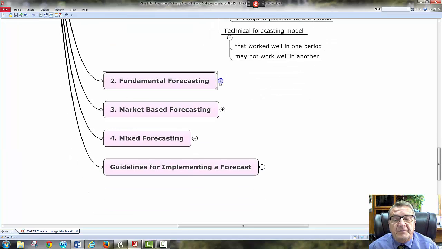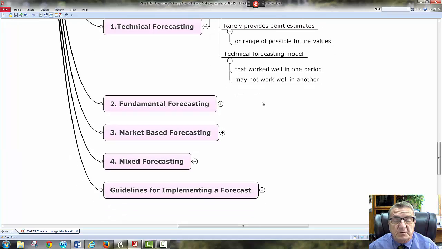Okay, now fundamental forecasting. So you've got the technicals, looking at historical data. So remember, you just highlight that. Remember, try to highlight what you want. Don't do all this. Just highlight the keywords, what's important for you. You read it, you talked about it, you did some homework problems, and now highlight this, what you need.